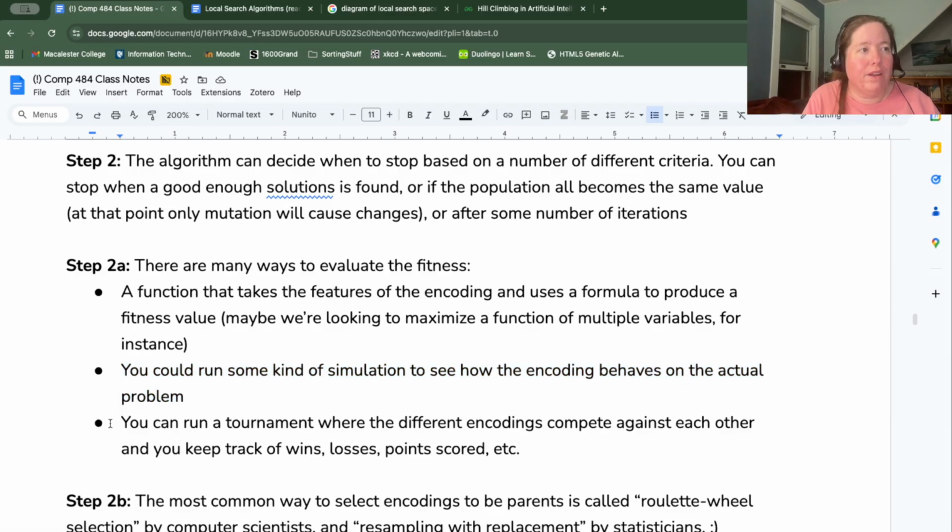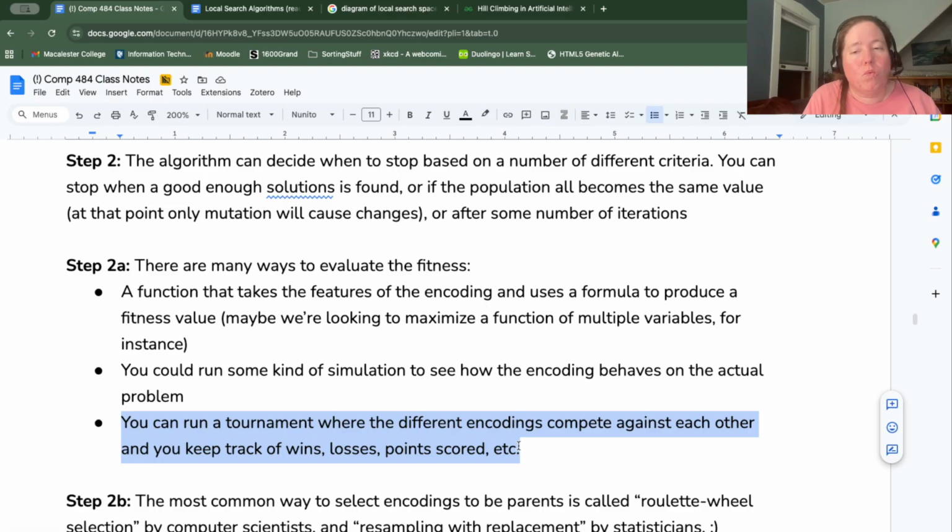That works very well for certain kinds of problems. You could also run a tournament of sorts where you have different solutions, different encodings, all competing in the same space together. A classic example of this is if you wanted to use a genetic algorithm to evolve a really good tic-tac-toe player, then you could have tournaments where the different possible solutions play against each other, and you keep track of wins and losses and the points that are won in a particular game, and then you use that to compute their fitness. There are lots of other ways you can do this as well.